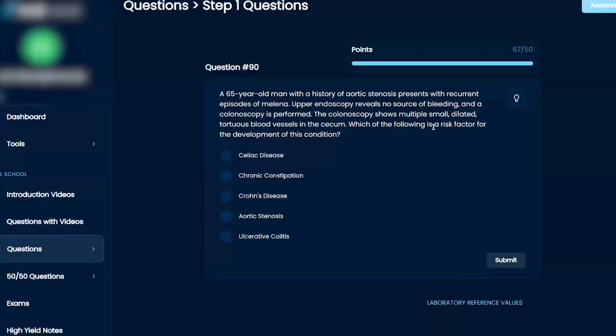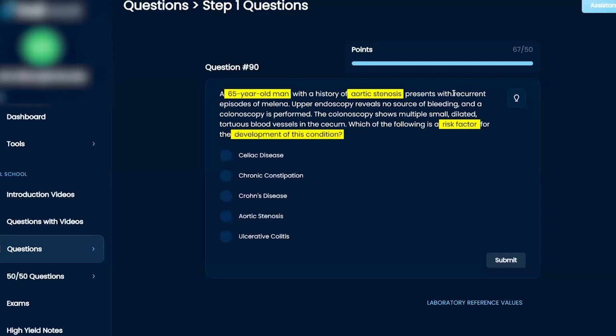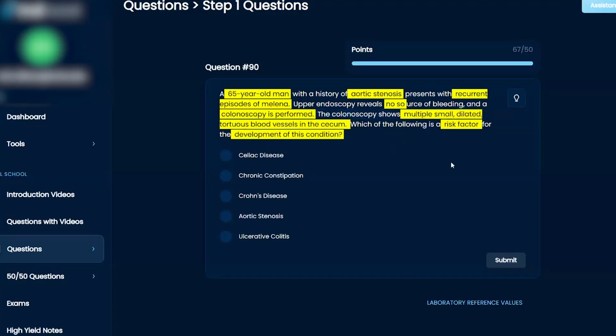Let's see, which of the following is a risk factor for development of this condition? Celiacs, chronic constipation, Crohn's disease, aortic stenosis, and ulcerative colitis. This is a 65-year-old man with a history of aortic stenosis presenting with recurrent episodes of melena. Upper endoscopy reveals no source of bleeding, and a colonoscopy is performed. The colonoscopy shows multiple small dilated tortuous blood vessels in the cecum.